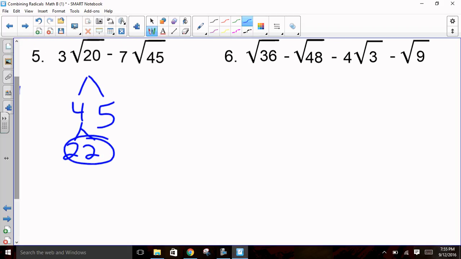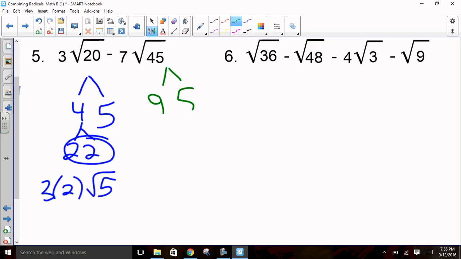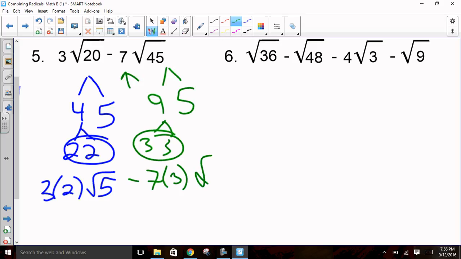Those 2's are going to come hang out with my 3 and get multiplied outside. My square root of 5 is going to come and hang out with. 45 is 9 and 5. 9 is 3 and 3. There are my buddies. That 3 is going to come out and get multiplied with the 7 that's already existing right there. Root 5 comes along with it.